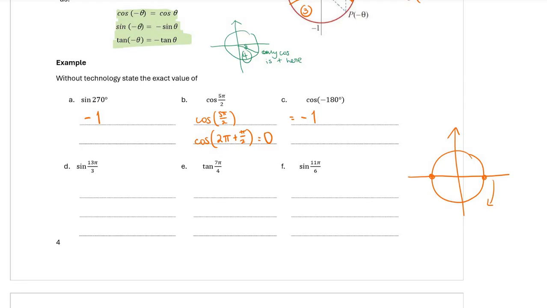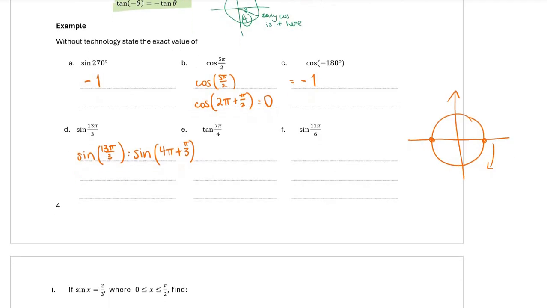Sine 13 pi on 3. If I was to try and simplify that a little bit, I would see that I've got 4 pi's there, and I've added on pi on 3. Because I've got 12 pi on 3, I'm going to add on pi on 3. That means that we're going to be equal to the sine of pi on 3, which hopefully we remember from before is √3 on 2, but feel free to have your triangles or your table out if needed.